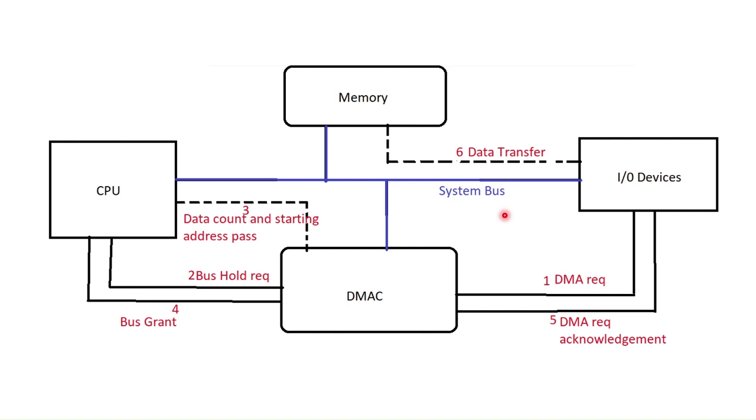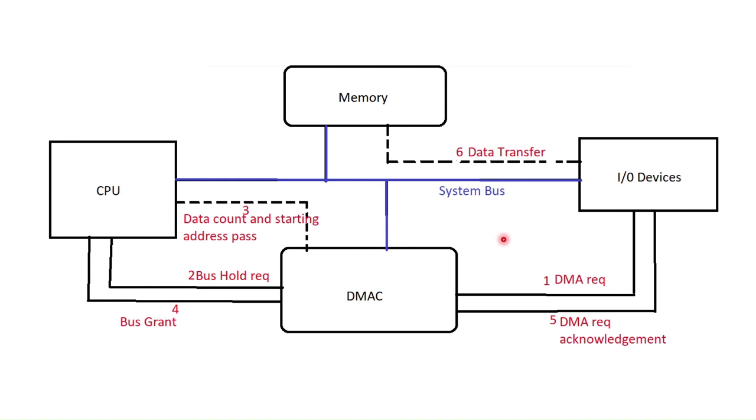In front of you is a diagram of the hardware that is used in this process. These are your input output devices. This is your main memory. This is the CPU, and this DMAC is your direct memory access controller. All four are interconnected to the system buses, that is the address bus, the control bus, and the data bus.